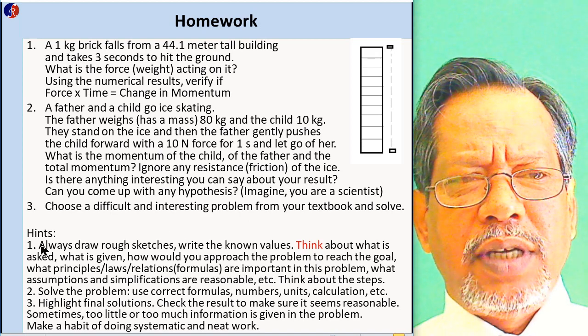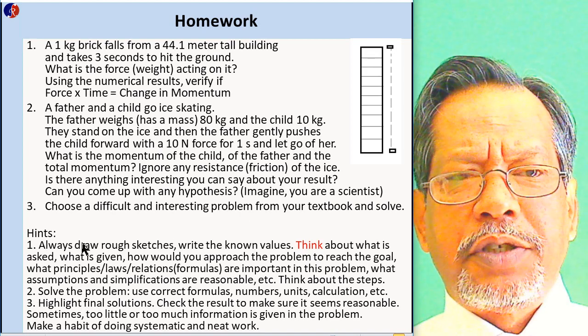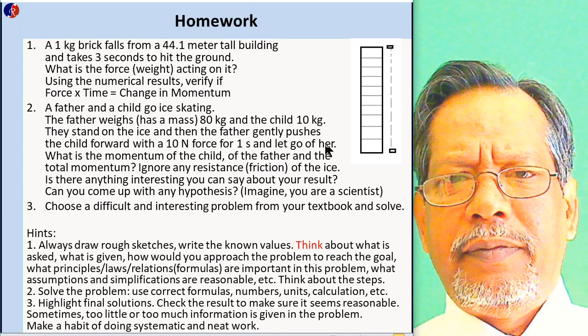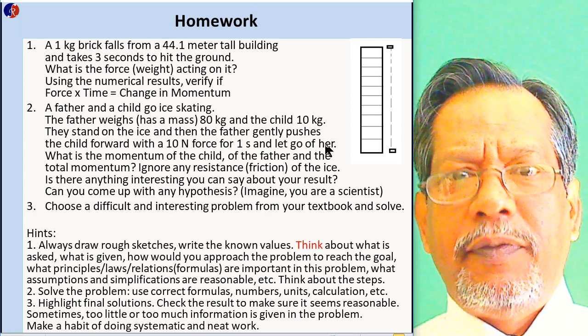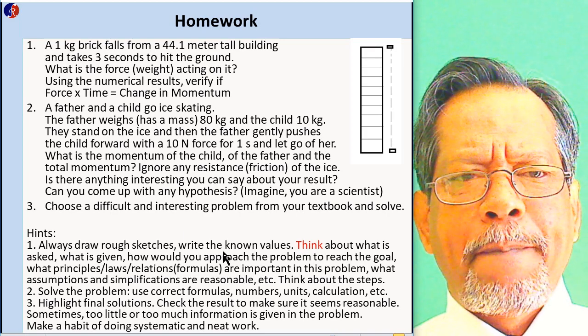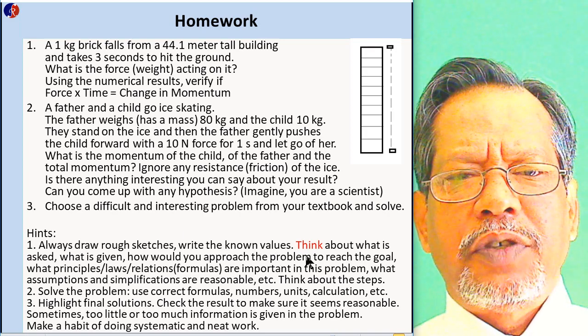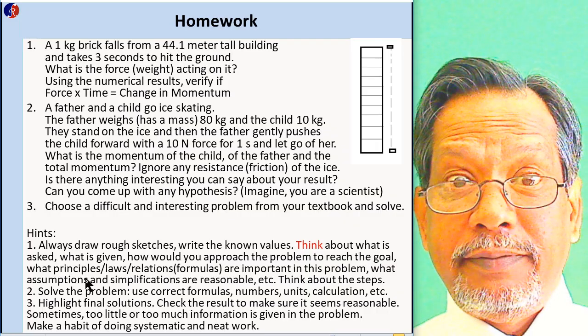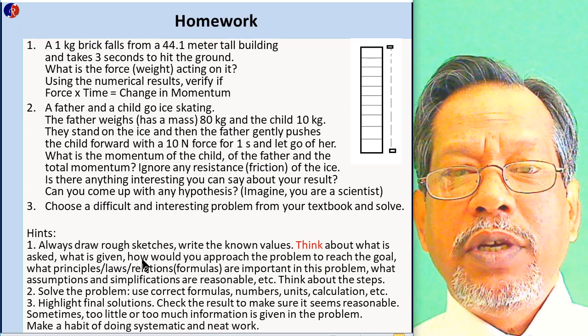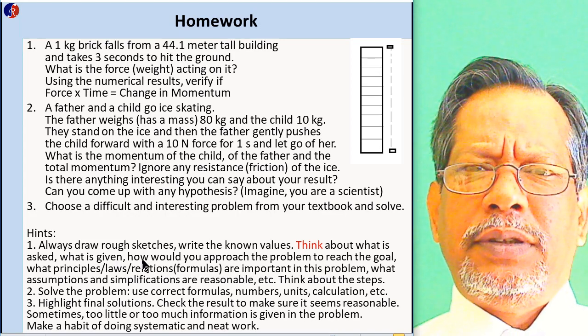These are 3 homeworks. There are some hints given here. Always draw some kind of sketch first and write down what's given, what's not given. What do they want? Finally, what answer you're looking for. Write them down, okay? Write down all the known values. Think about what is asked, what we are trying to achieve, what is given, how would you approach the problem?